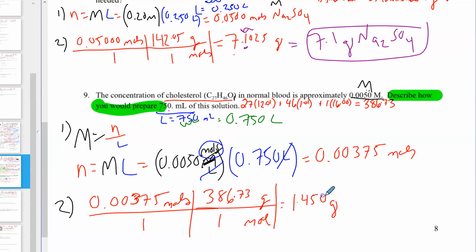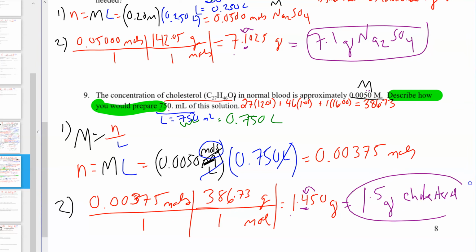1.450 grams. Now, remember that we can only have, how many sig figs were in the original part of the problem? We can only have 2 sig figs. So 1.45 is going to round that up. We need 1.5 grams of cholesterol.